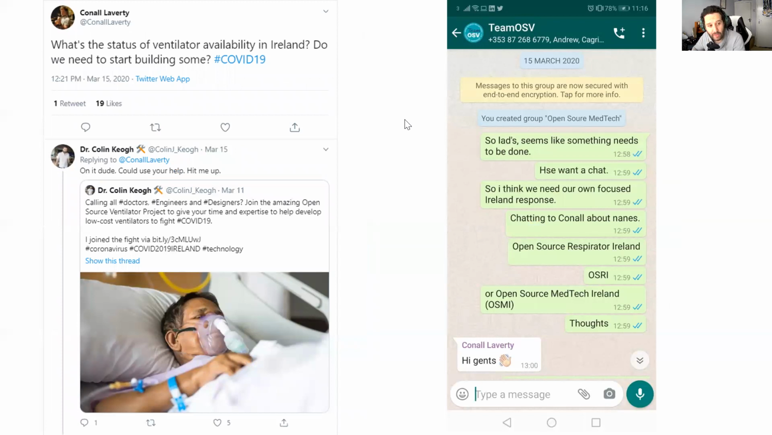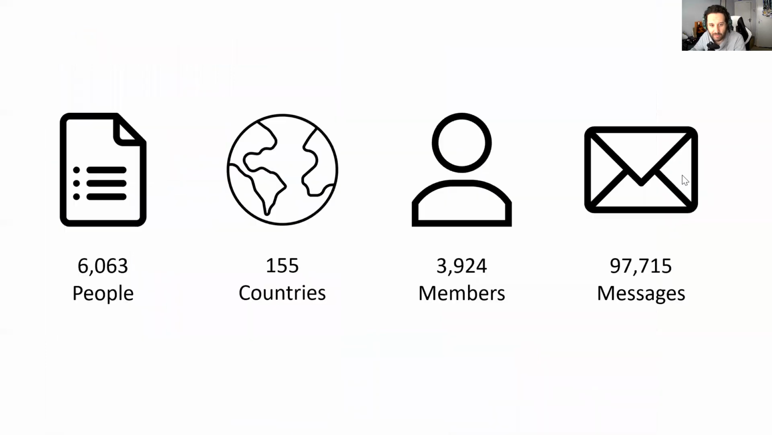So, there was a friend of mine called Colin Keogh, who runs an IoT company here in Dublin, who had asked, what is the status of ventilators in Ireland? Do we need to start building some? Literally the day after I'd set up our Open Source Ventilator project. And then, via a handy WhatsApp group, in the space of 10 minutes, we'd set up an organization, and that then became known as Team OSV.